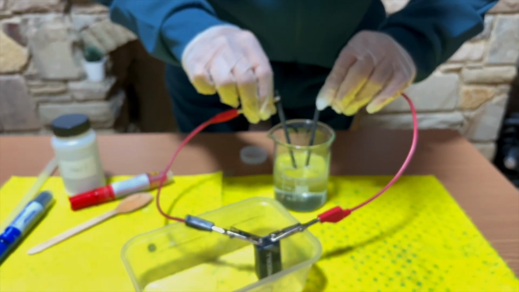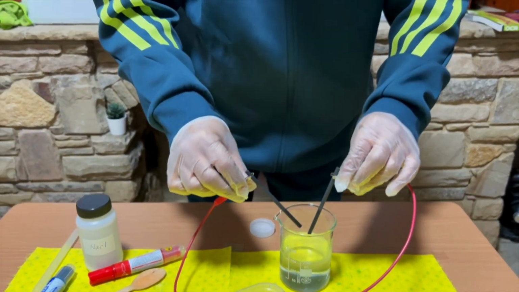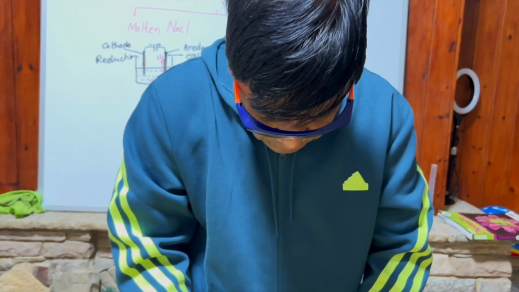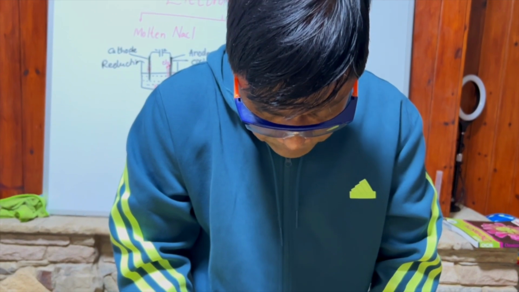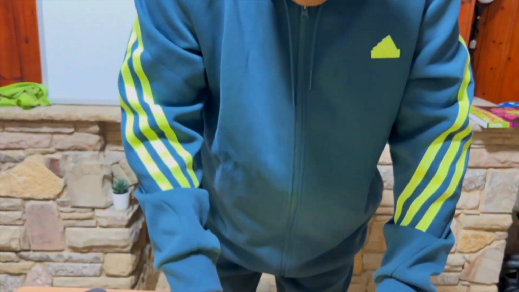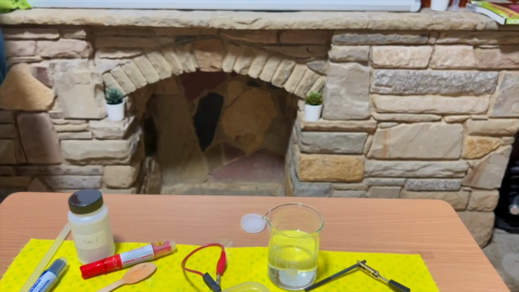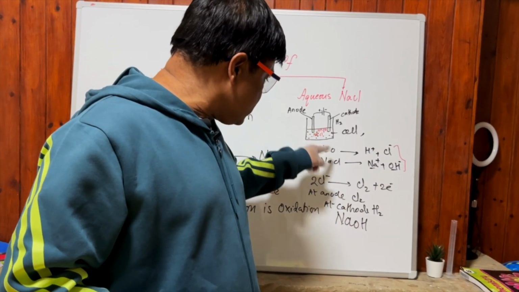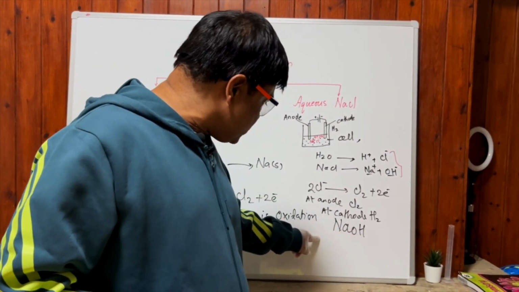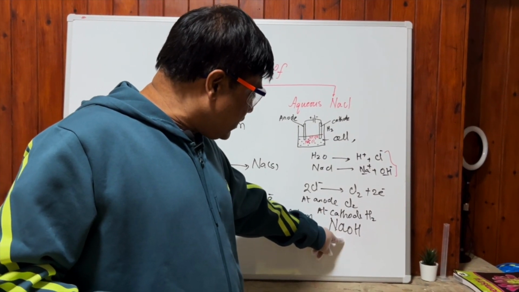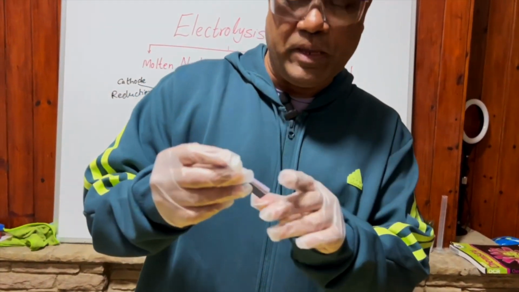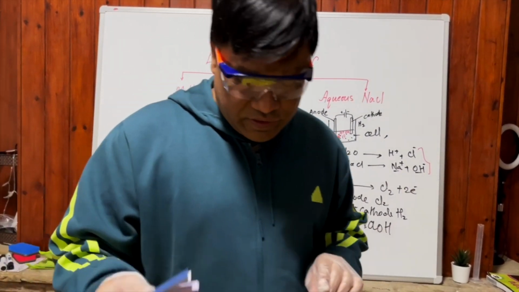I told you at the end of the electrolysis, we end up with sodium hydroxide. I will check that sodium hydroxide with the pH paper. At the end of the electrolysis, we're left with the sodium hydroxide solution. How can we check the formation of the sodium hydroxide? We have pH paper, which is a good indicator.